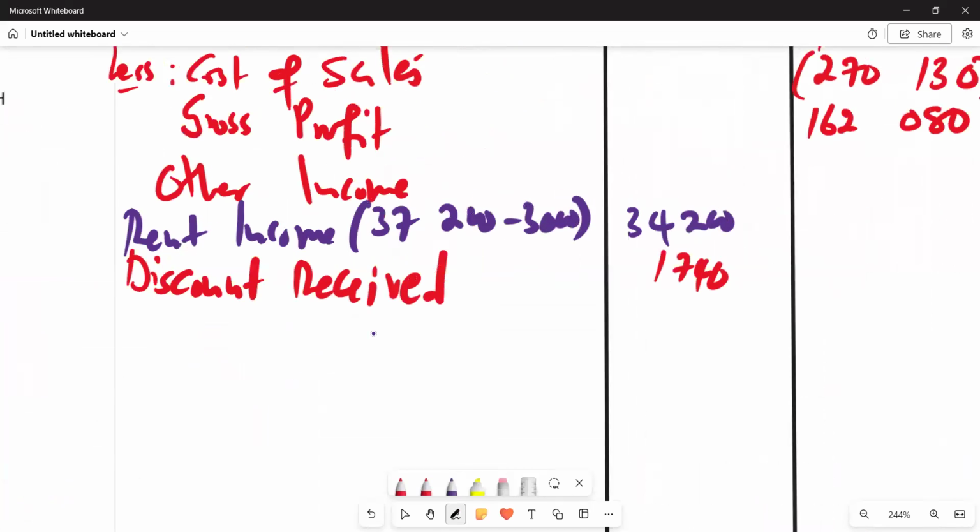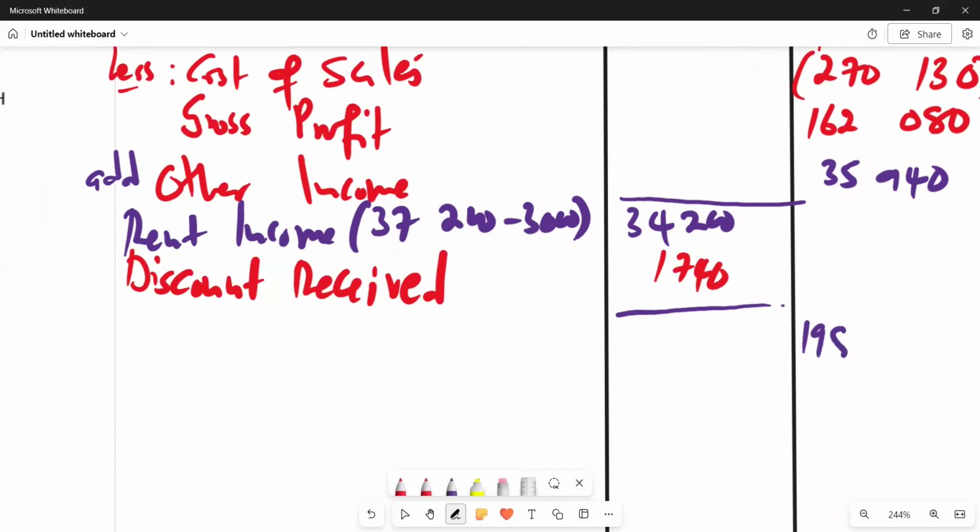So it means we are now adding your discount received, and then we add your rent income to get the total figure for other income that is going to come here. We say 34,200 plus 1,750, we are going to get 35,940. And obviously, we add other income here. So you're saying 35,940 plus 162,080. And you get your figure of 198,020. And it's going to be your gross income.